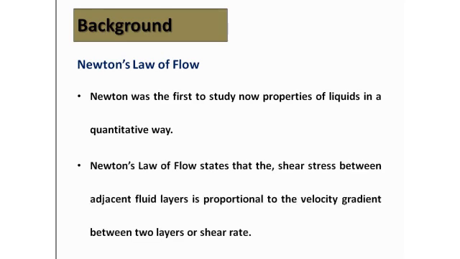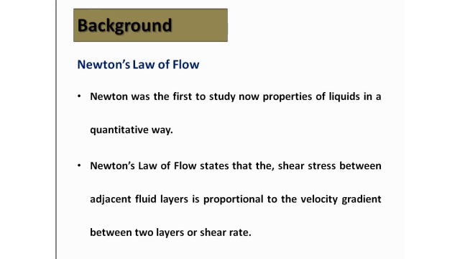Newton's law of flow states that the shear stress between adjacent fluid layers, if we recapitulate the concept we have studied in the flow of fluids in pharmaceutical engineering, we know that fluids always flow in layers, right? The lowest layer always has the highest viscosity, as it is in touch with the surface via which it is flowing, and the middle layer, if we consider a pipe, has the highest velocity, right?